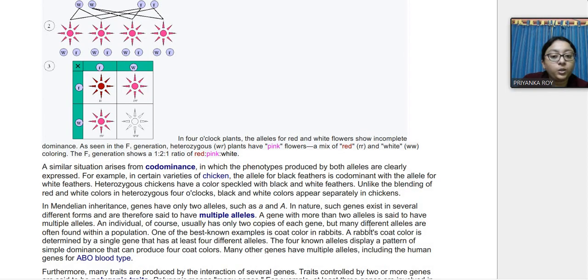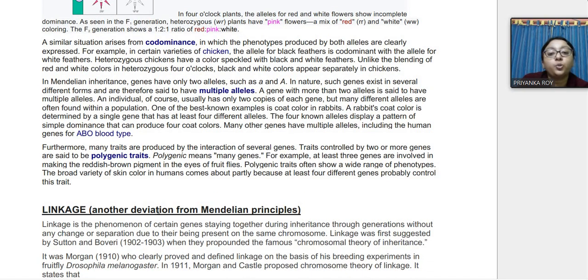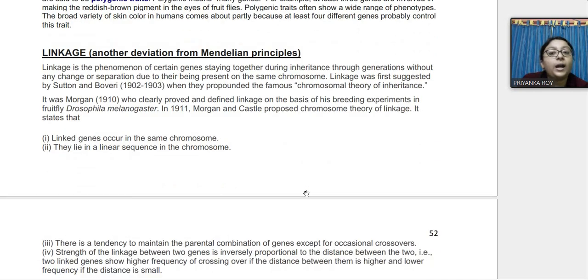Now, before coming to linkage, let us understand these important terms: codominance, incomplete dominance, multiple alleles, ABO blood type and polygenic traits. These should be very much clear to you. And now coming to the last part, that is linkage. So linkage, as the name suggests, is another deviation from Mendelian principles. It deviates from the law of segregation and the law of independent assortment.